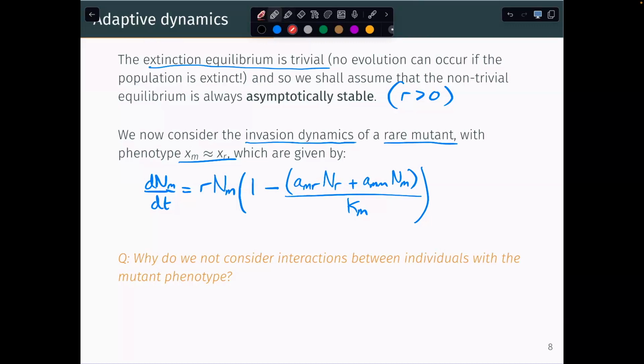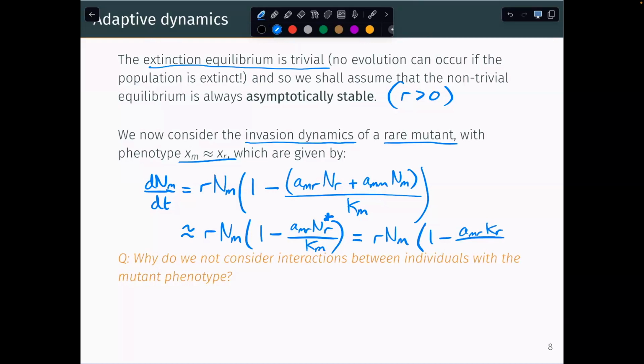So this we can approximate. We usually just write it as equals rather than approximate. It's going to be R NM times 1 minus AMR NR over KM. In fact, I'll call this NR star. I'll discuss why this is the case in just a second. This simplifies down, if we're at our carrying capacity, to R NM times 1 minus AMR KR over KM.